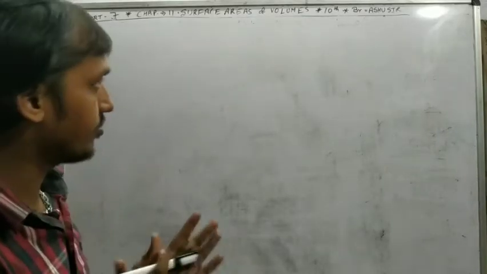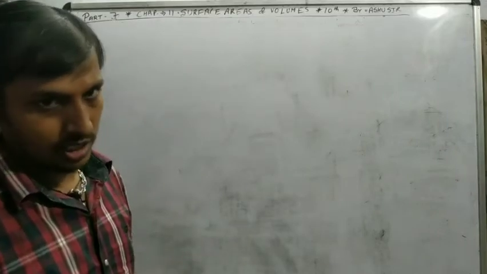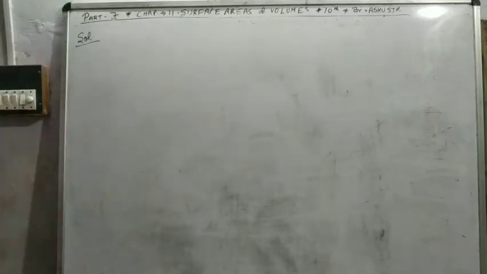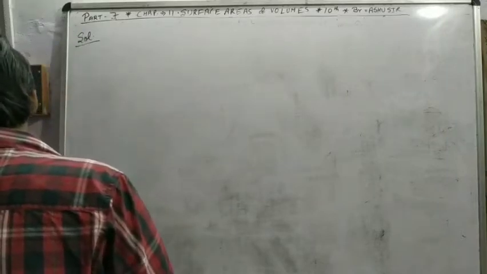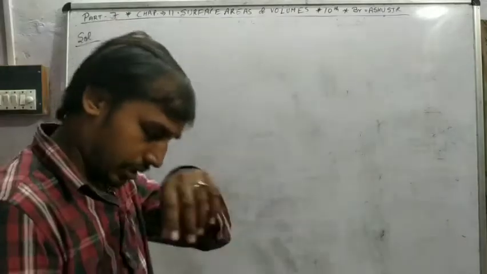Let's see this question of surface area and volume, class 10 mathematics. The question is: a right circular cone of height 30 cm is drawn. A small cone is cut off from the top by a plane parallel to the base. The volume of the small cone is 1 upon 27 of the volume of the given cone. Find at what height above the base the section is made.